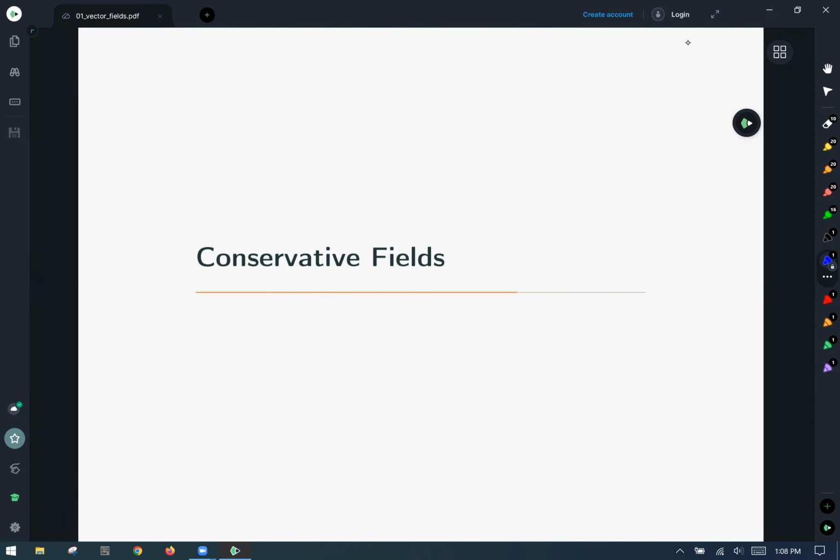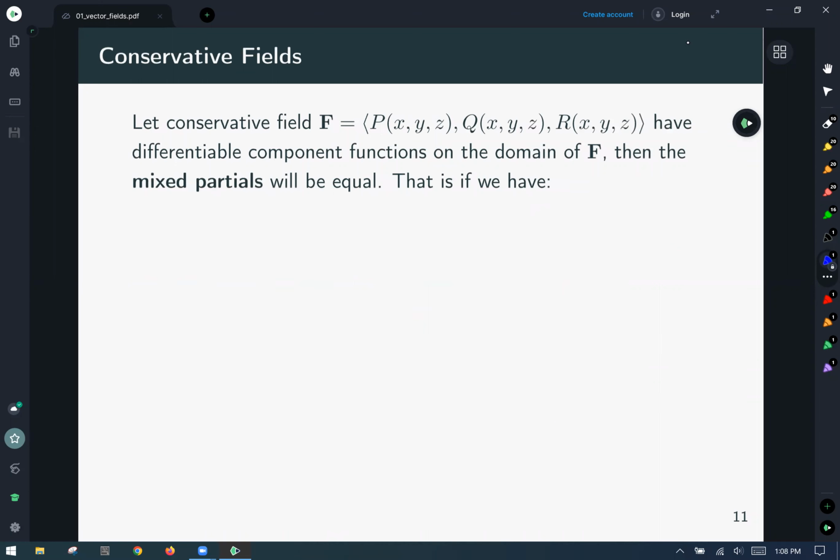Okay, so a little bit more on conservative fields here. Let F be a conservative field given by P, Q, and R for its component functions, and let those component functions be differentiable on the domain of F. Then the mixed partials will be equal. That is, F is a conservative vector field. That means there exists some scalar function f such that the gradient of f is equal to our field F.